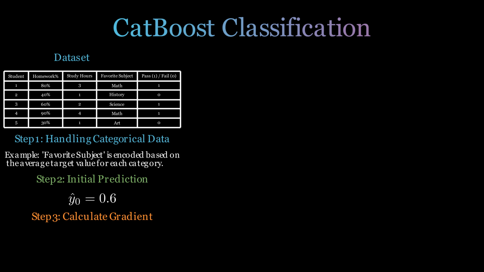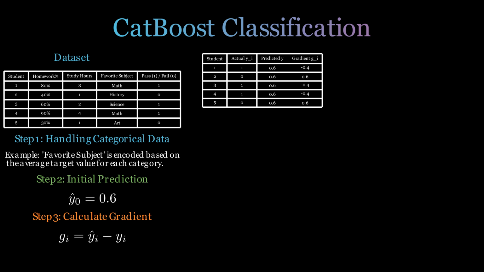Next, we calculate the gradient, which tells us how much we should adjust our prediction to reduce the mistake. For each student, the gradient is the difference between the predicted probability and the actual result. Here are the gradients for each student. For example, for student 1, the gradient is 0.6 minus 1, which equals minus 0.4. The Hessian tells us how fast the error is changing. It helps us decide how big of a step to take when adjusting our predictions.